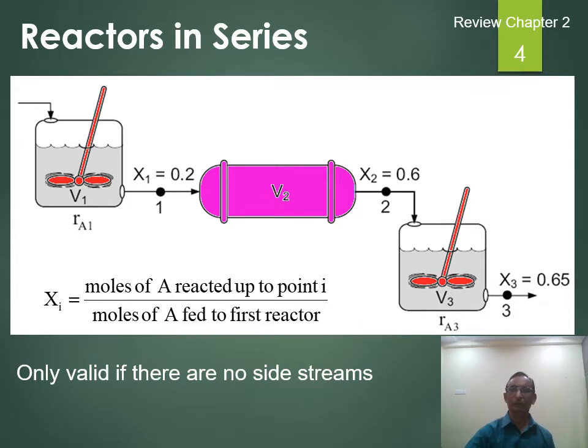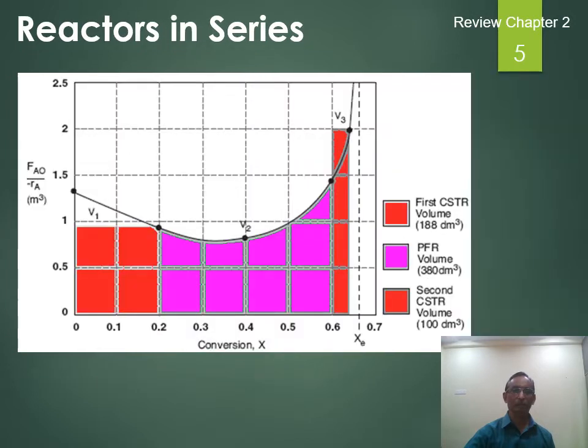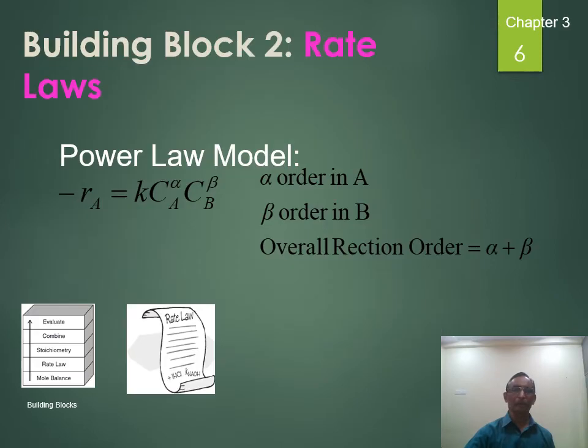This is the revision of unit number 1. It is shown in the diagram. First is the CSTR, as we understand from the diagram itself. Then the area under the curve, that is the PFR. Then again it is a square, and this is again a CSTR. So this way we find out the volume of the reactors arranged in series.